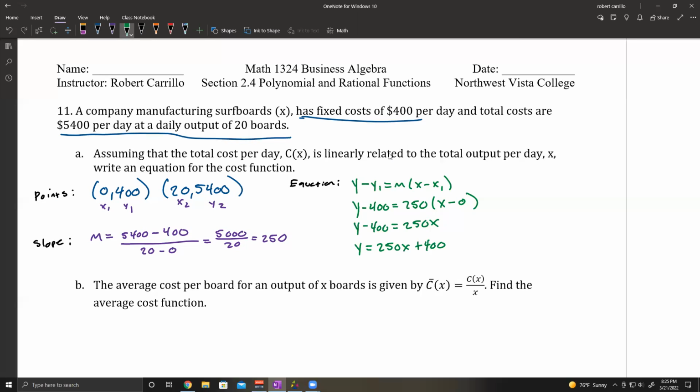Okay, cool. I guess we could have found it that way too. Either way, here is our equation, but let's put it in the form of a cost equation. So it's going to become C of X equals 250X plus 400. There's our cost equation. Okay. Everybody good with that? Brought back some memories of section one, right?